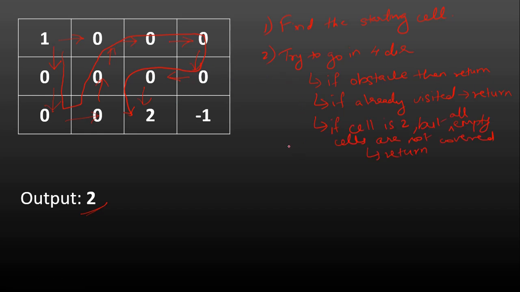So these were the conditions that we checked, and once we check these conditions, at the end, if cell is 2 and all empty cells are covered, then update path variable, right? Let's say path is the variable and I'll do path plus plus. Okay, so this is the pseudocode logic that we'll use for this particular problem. Let's see how we can code this pseudocode.